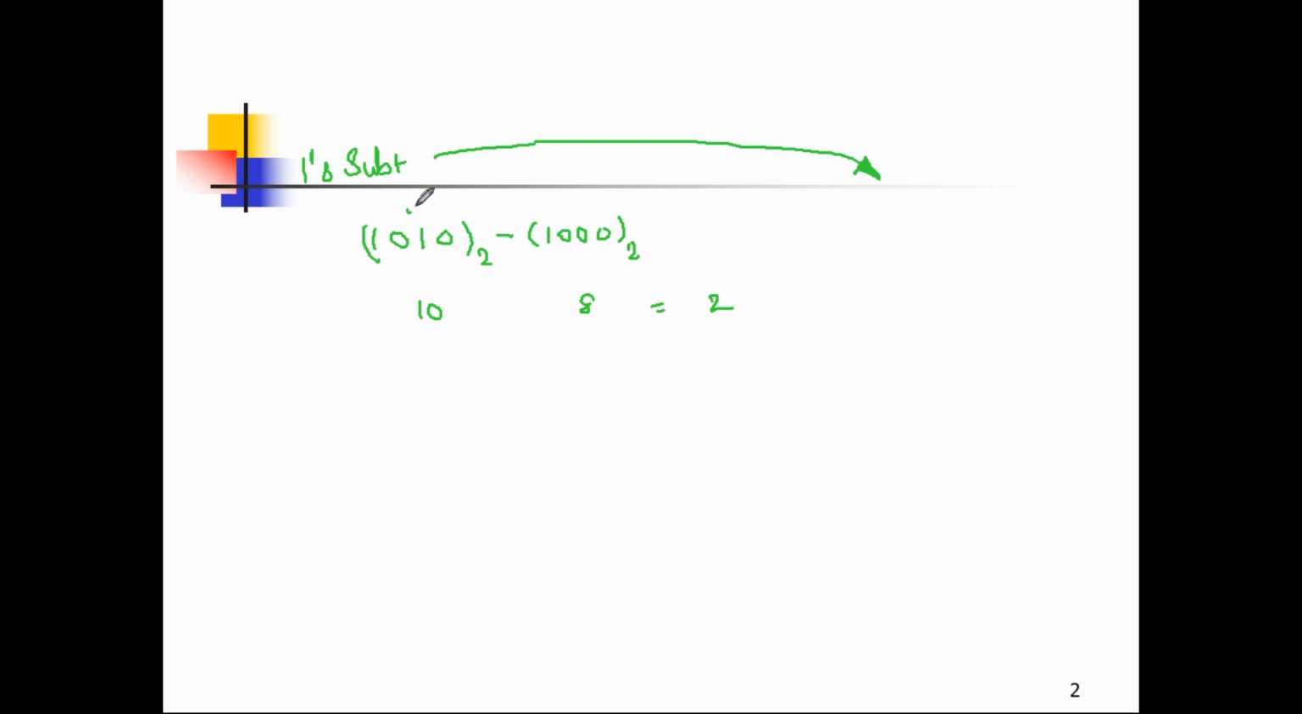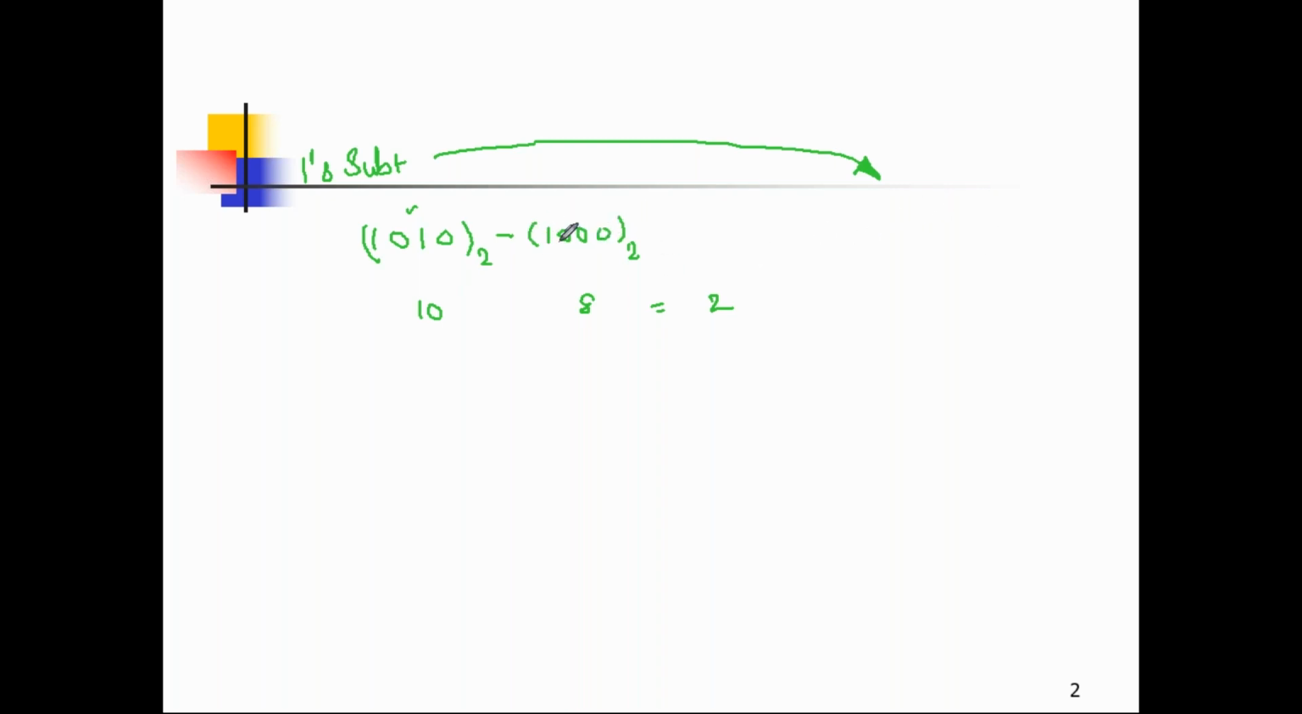This number is taken as it is. To subtract this, I have to take the ones complement for the second number, and then add both. So this is the number given to us.